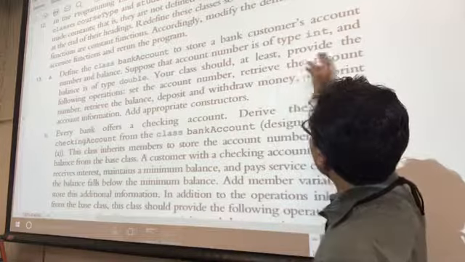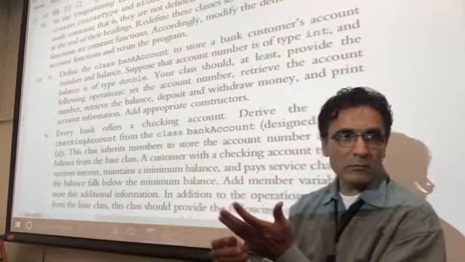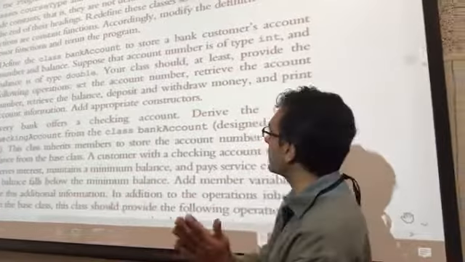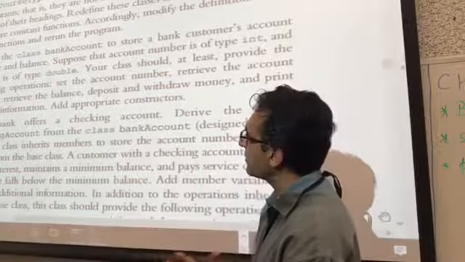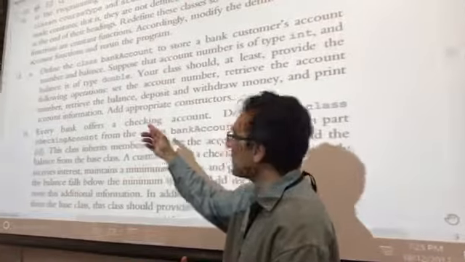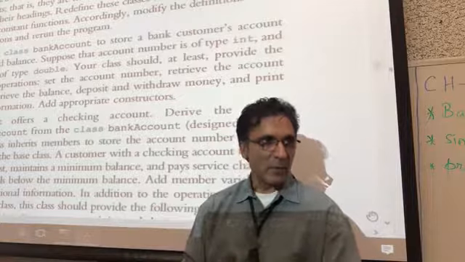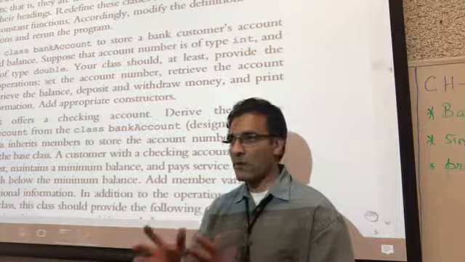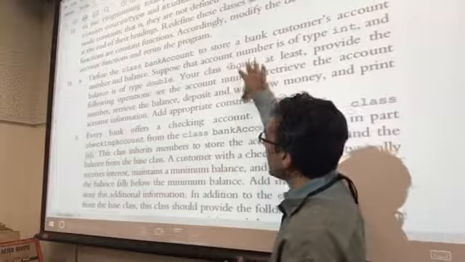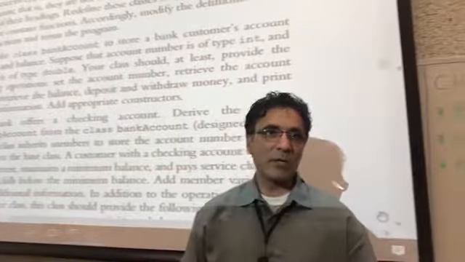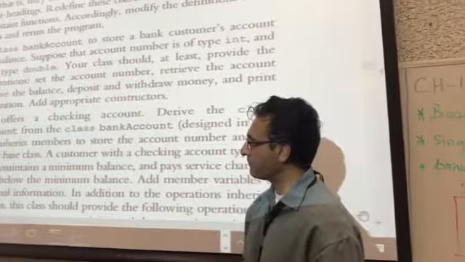Your class should at least provide the following operations. Set the account. You can ask the user, what's the account number? You can set account number. Retrieve the account. These are just a couple of getters and setters. Retrieve the balance, not a problem. Deposit and withdraw. Were you able to deposit and withdraw? If not, then we can probably do it tonight. We want to make sure that we are able to deposit and withdraw, and print the account information. So we already have this piece. If not, then hopefully by tonight we'll have that piece up and running.